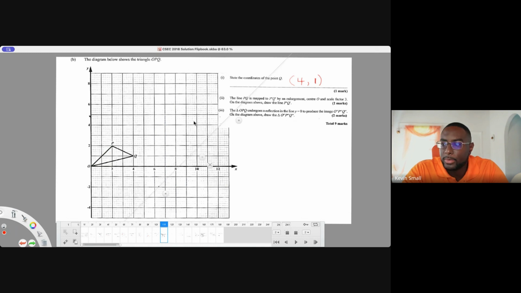Let me just get my ruler. And I will go up here to, all right, so that is the enlarged line. That is the enlarged line for OP. Let me do the same thing for OQ.